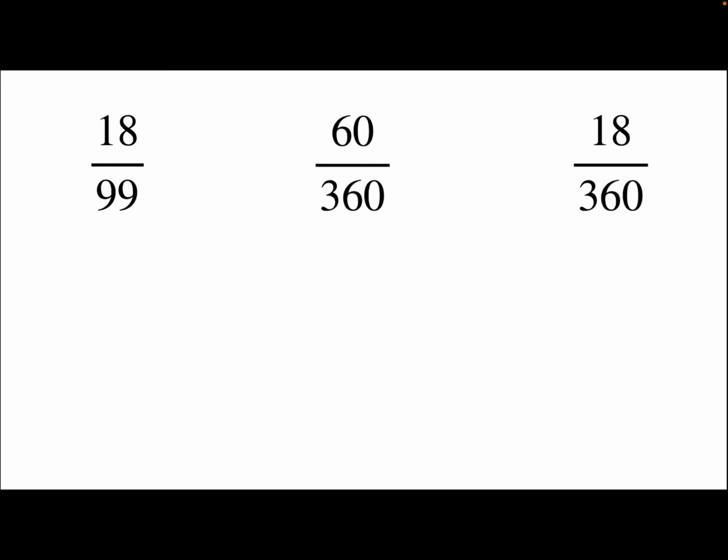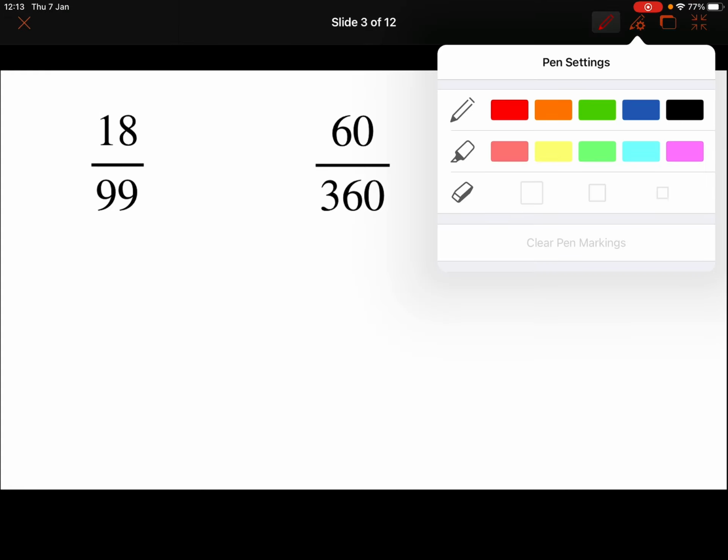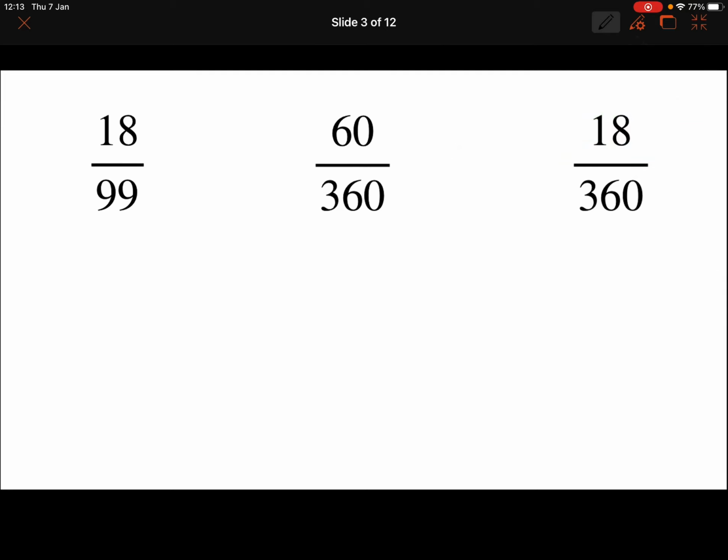Right, hopefully you've had a chance to do those questions. Now let's have a look at the solutions. So the first question, what we're looking to do is simplify the fractions that we're given. For instance, we have 18 over 99. Now what we're looking for is the largest number that goes into both the top number and the bottom number of the fraction, okay?